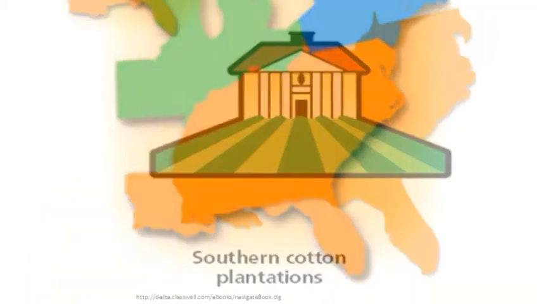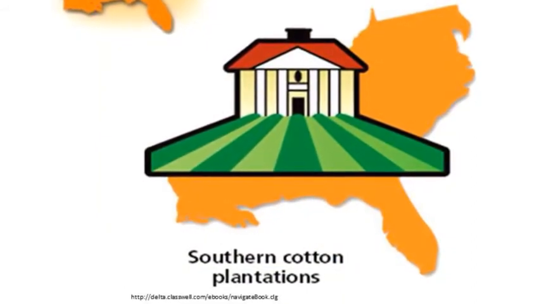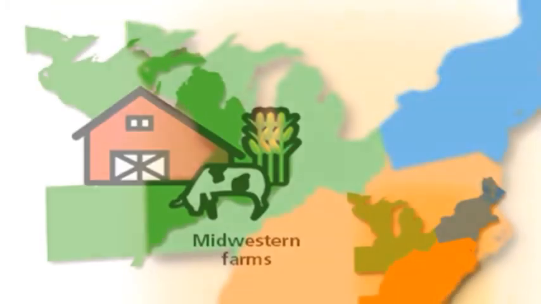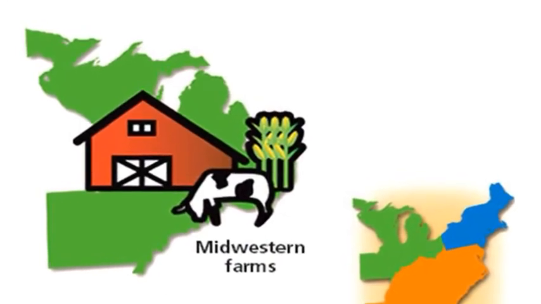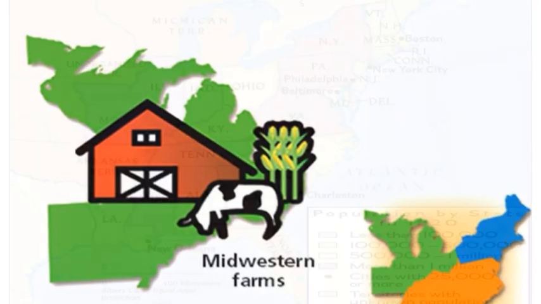And in the southern area, you had mostly former agricultural colonies that had moved from growing tobacco to cotton. And the one we're going to focus on quite a bit is the Midwestern farms. And we're going to see them really grow with several inventions that are catered towards farmers.